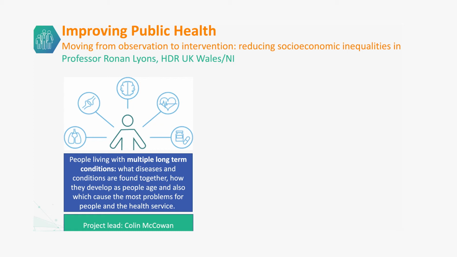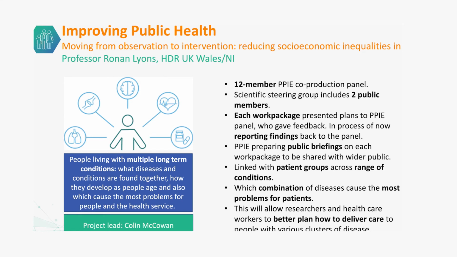This project is bringing together data from six different geographical regions across the four nations, and we'll be using data that's representative of around 10 million people across the UK. It has a strong PPIE stream to it. It has a 12-member PPIE co-production panel, and two public members sit on their scientific steering group. Those lay members are linked with various patient groups across a range of conditions, because of course, multiple long-term conditions can vary from neurological disease to heart disease, and pretty much everything in between.